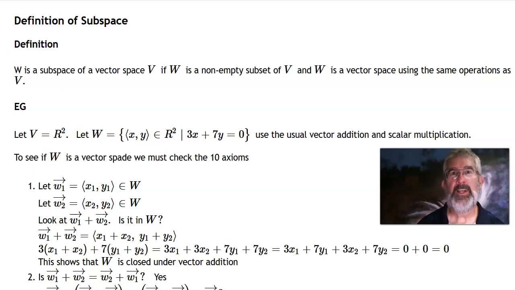In this video, we want to take a look at the definition of a subspace. Even the name itself sort of gives the impression of maybe a vector space inside of a vector space. That's really what it is. Here's the definition. We say that W is a subspace of a vector space V if W is, first of all, a non-empty subset of V, and W is a vector space using the same operations as V.